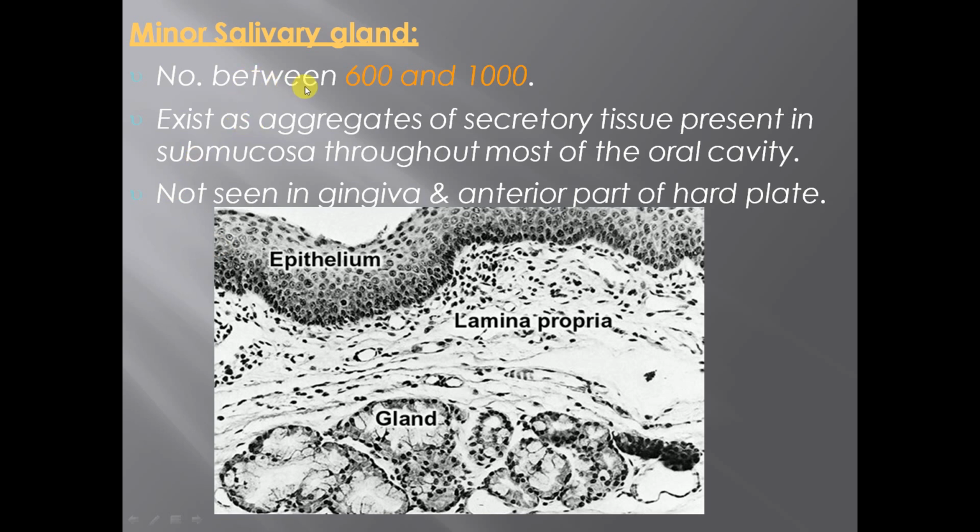Number: it ranges between 600 to 1000. It exists as aggregates of secretory tissue present in the submucosa throughout most of the oral cavity. It is not seen in the gingiva, very important, and the anterior part of the hard palate.